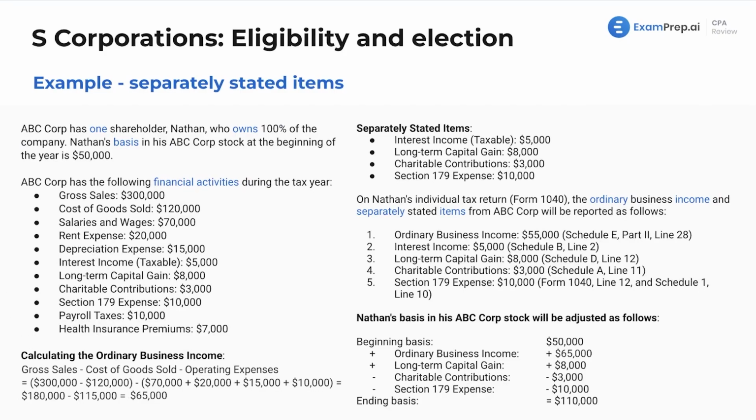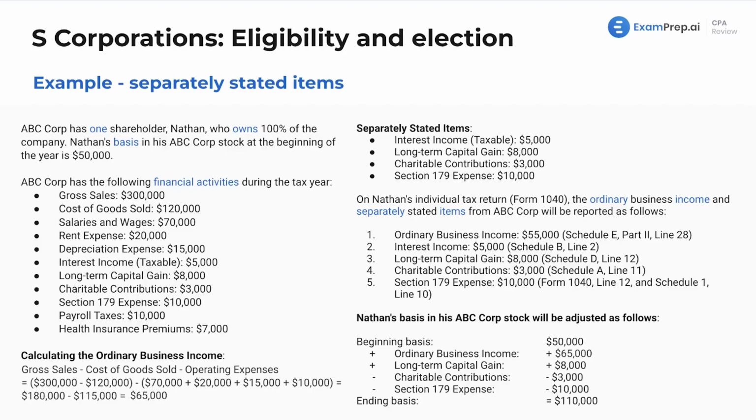Now diving down here, we're calculating our ordinary business income. That's going to consist of just gross sales minus cost of goods sold minus operating expenses. And we're going to take into account all of those items we saw on the face of the 1120. First off, gross sales, $300,000 minus cost of goods sold. That's minus 120. We're going to subtract out all the operating expenses as well.